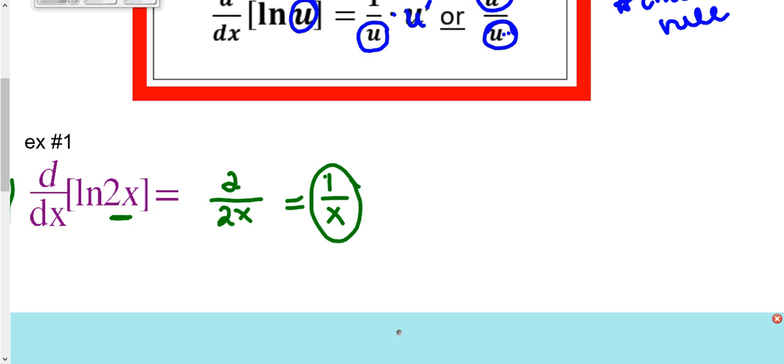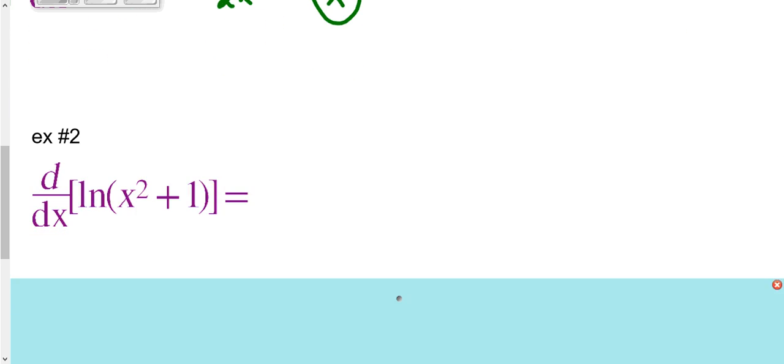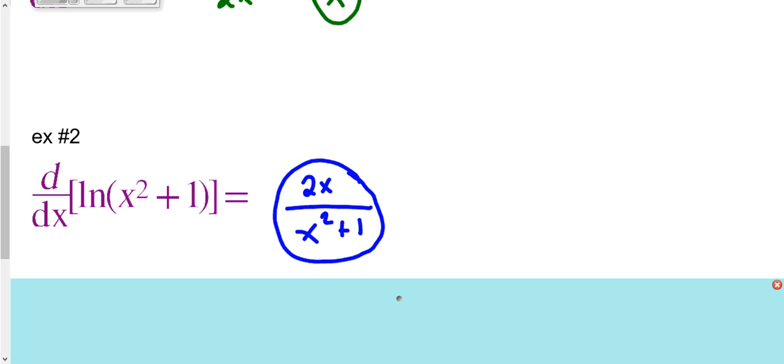So if we look at our second example, a little bit more to this one, we're going to take the derivative of the ln of x squared plus 1. Well, same pattern, x squared plus 1 on the bottom, derivative of x squared plus 1 on the top. So the derivative of x squared is 2x. The derivative of plus 1 is just 0, so nothing. So that's our final answer.